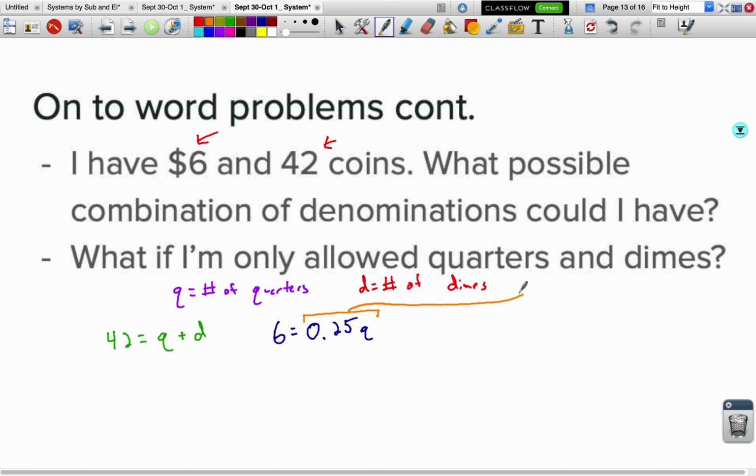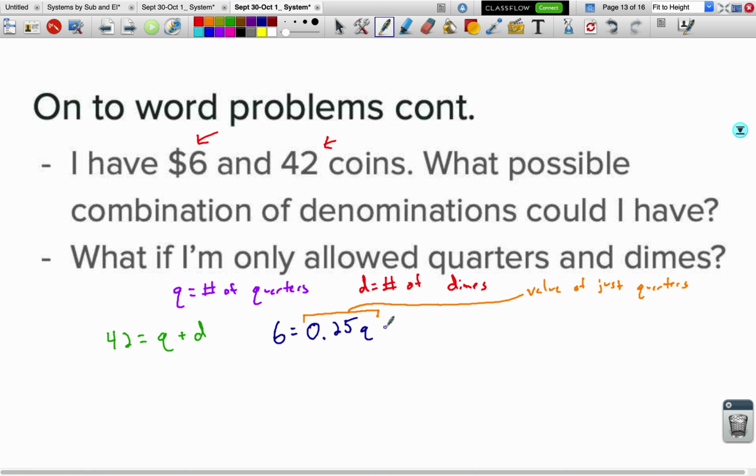I'll write that off to the side. This is the value of just quarters. All right, let's just test it real quick. If I've got 8 quarters, 0.25 times 8 is 2. 8 quarters, is that worth $2? Yeah, that makes sense to me.